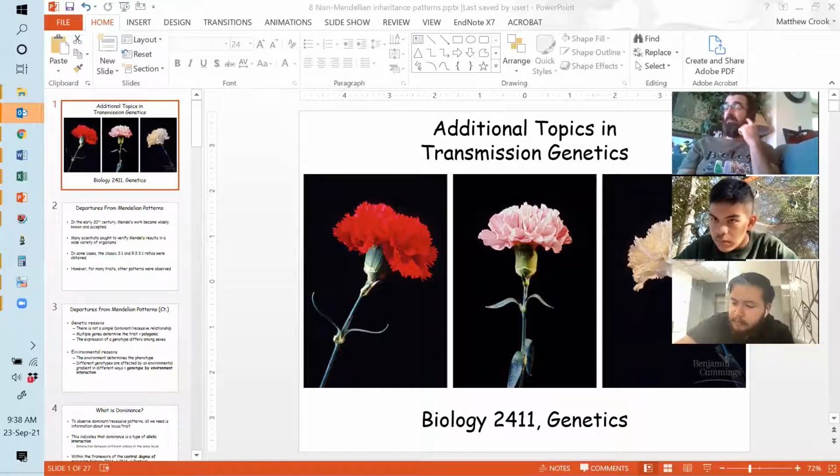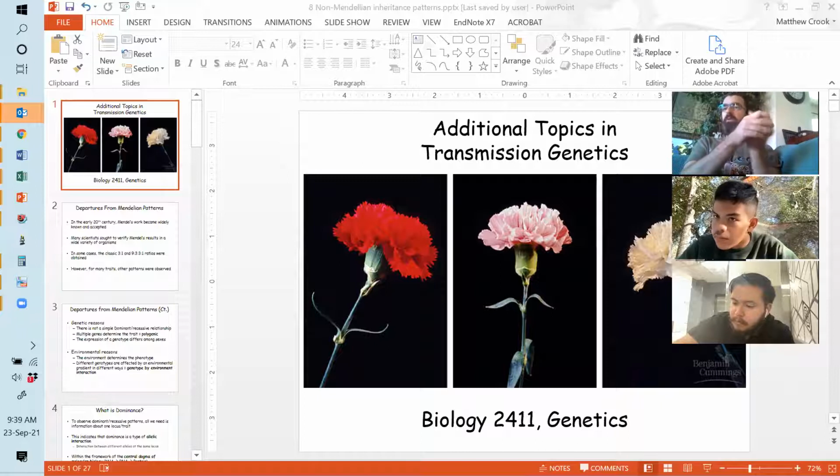Variable penetrance, so expressivity. So essentially you can have the same genotype as someone else, but display a different phenotype, right? Which is a bit of a head twister. There's epistasis, which is particularly interesting. It's actually something that I use as a tool a lot.